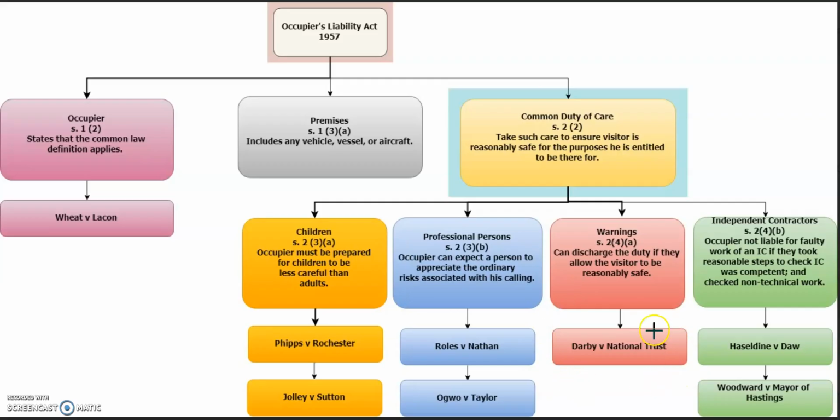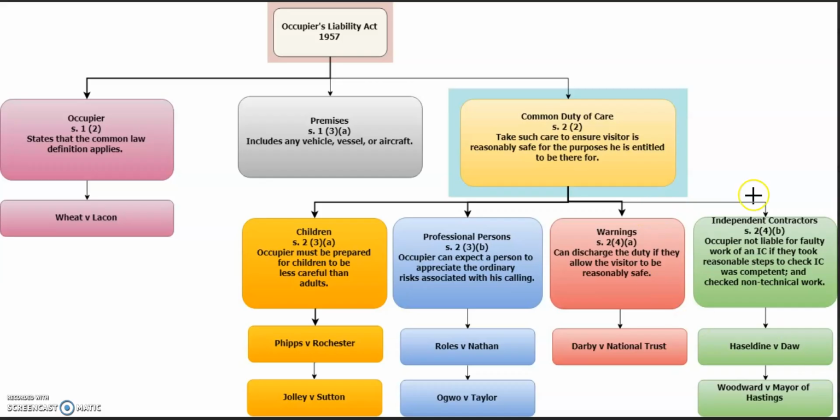It's useful to use the case of Darby and National Trust here. And in this case, Mr. Darby drowned in a pond that was owned by the National Trust. So the National Trust were the defendants. But there was no liability here because it was held that the risk to swimmers in the pond were perfectly obvious. So it gives us the principle that there's no duty to warn of an obvious risk.